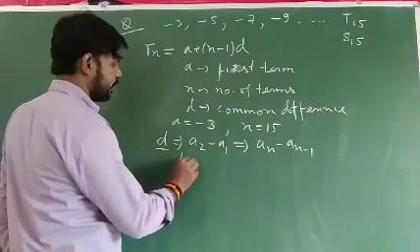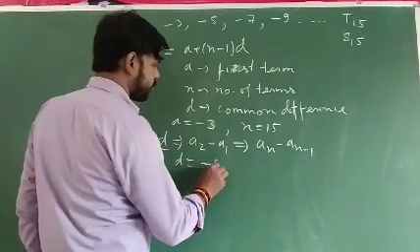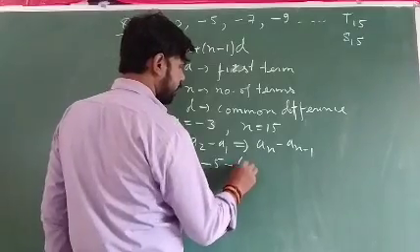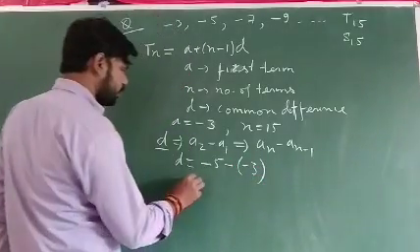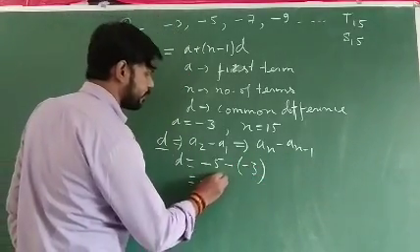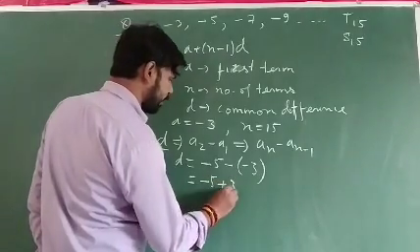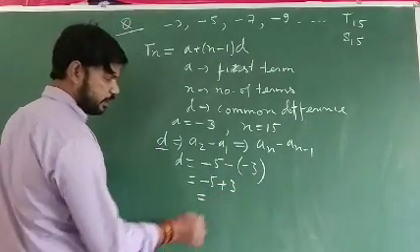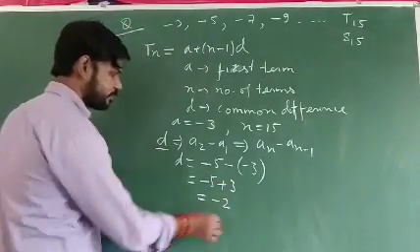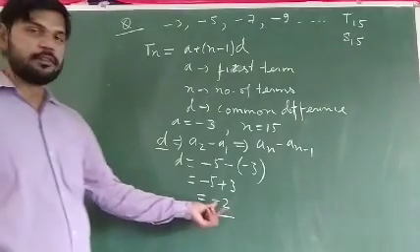So in our case d equals -5 minus (-3). On solving, -5 plus 3 will be -2. So the common difference will be -2.